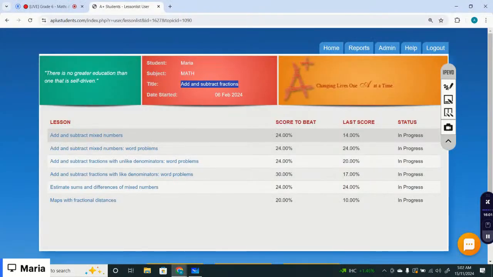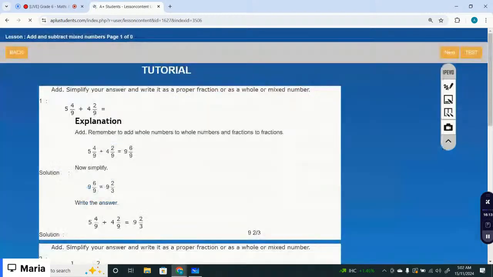So here I'm on grade 6 math. Let's just start with the lesson that is add and subtract fractions. Let's just start with the first lesson that is add and subtract mixed numbers. Add 5 whole 4 over 9 plus 4 whole 2 over 9.